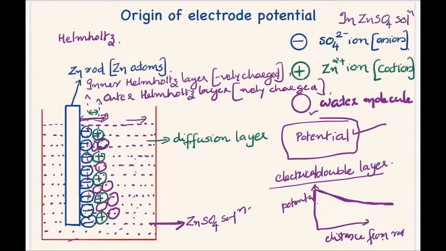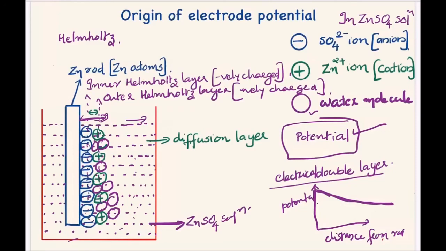Why is potential decreasing? Because the concentrations are decreasing. From here to here, the decrease will be a linear decrease. From here to the inner edge of the zinc sulfate container, the decrease will be exponential. That is the only difference in the decrease. Actually, it will decrease from the rod to the inner edge of the zinc sulfate solution. From here to here, the decrease will be linear. After that, the decrease will be exponential.